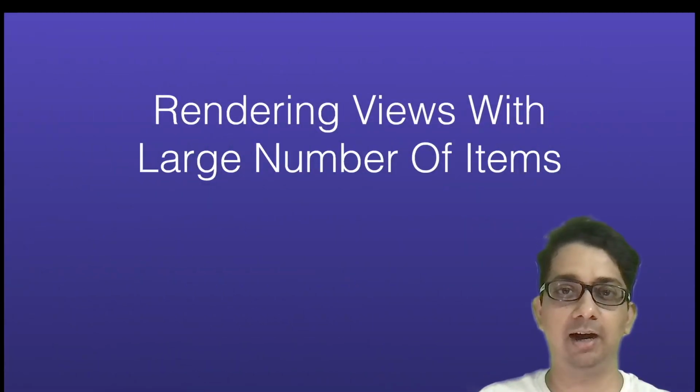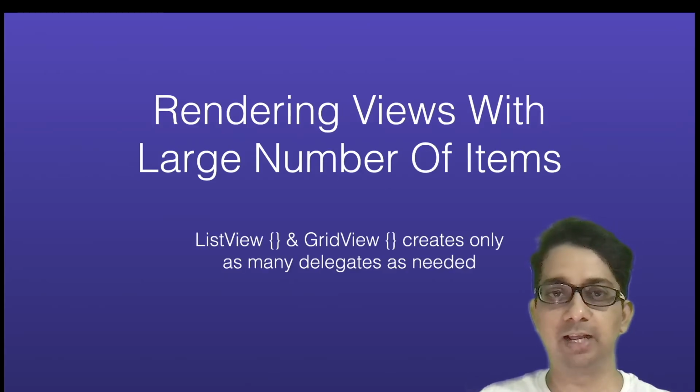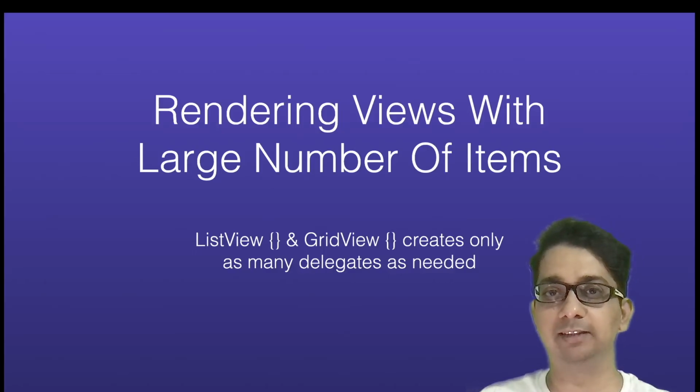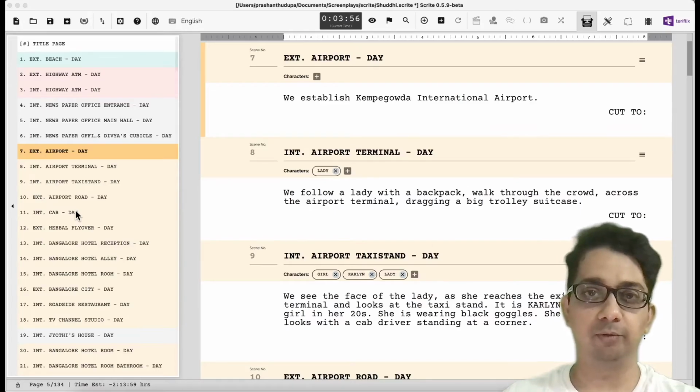And finally, I want to talk about an optimization technique for rendering views with a large number of items. Built-in views like list view and grid view create only as many delegates as needed. Let me show you what I mean by that. Here we have an open screenplay. As I've mentioned before, the scene list panel on the left and the screenplay editor in the middle are both built using the built-in list view component from QML.